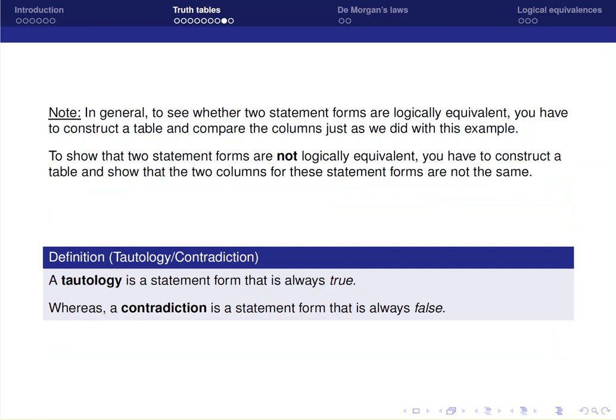In general, to show that two statements are logically equivalent in this section, we just make the truth tables.